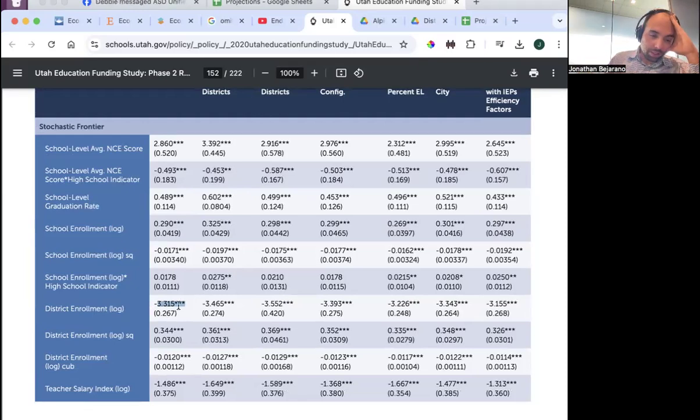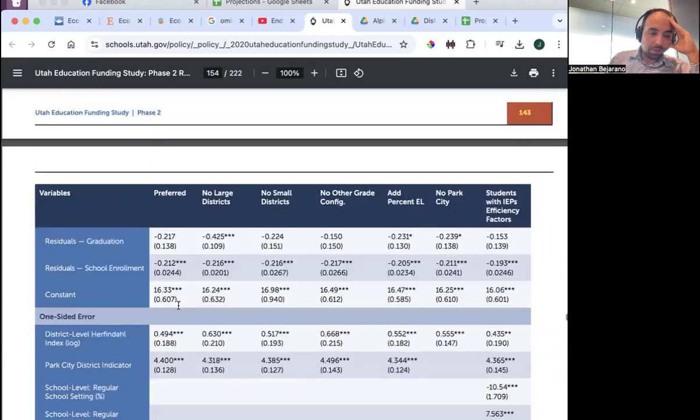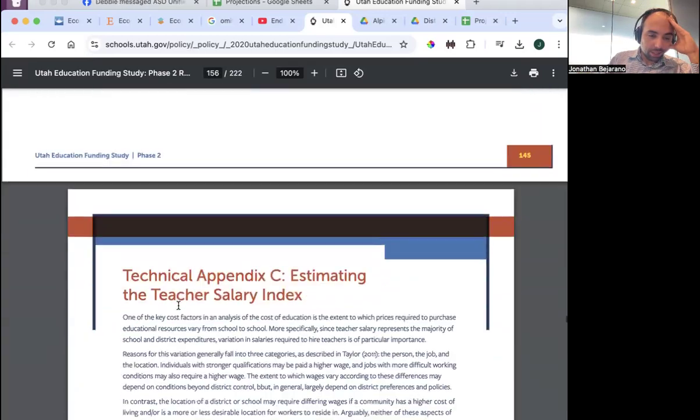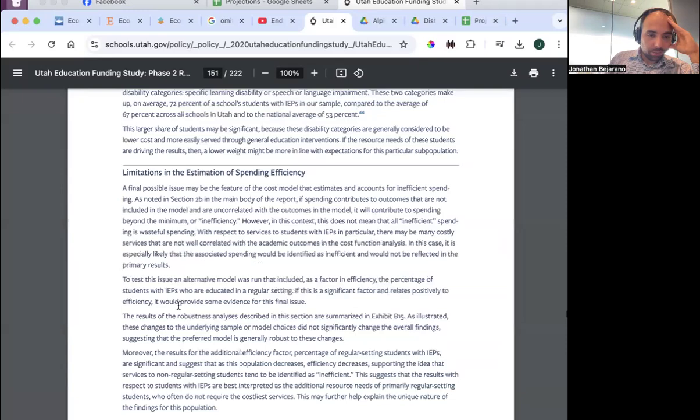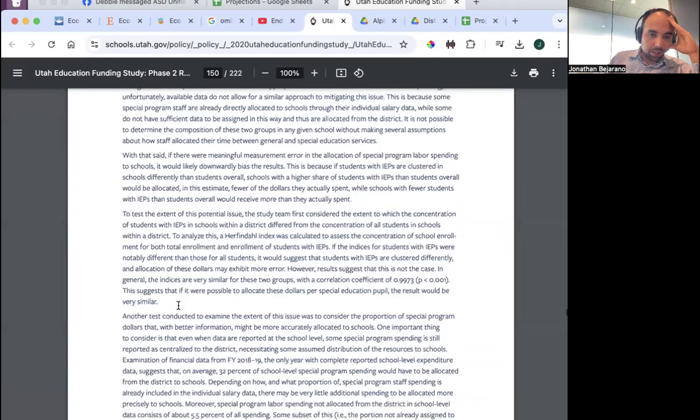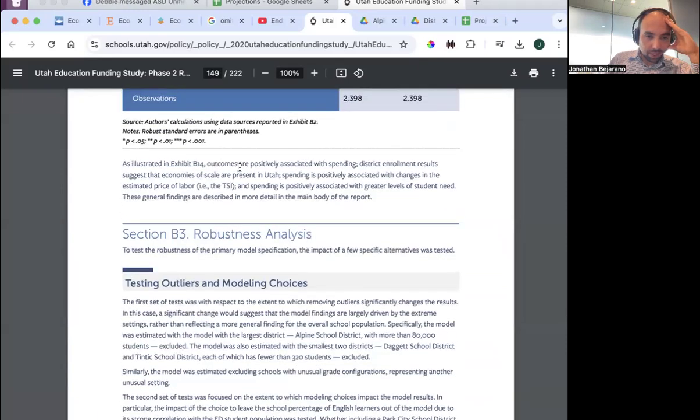And because of this negative correlation factor, you can see at the end of this why they believe that there are no diseconomies of scale. You can see right here, outcomes associated with spending, district results suggest that economies of scale are present. So none of these other studies attempted to control for endogeneity. They didn't attempt to control for nonlinear relationships. They omitted variables, and therefore they're not valid.